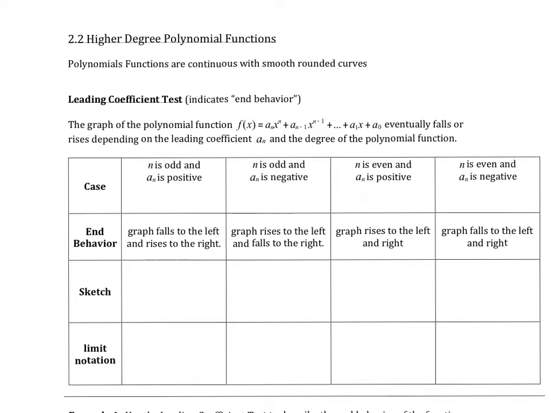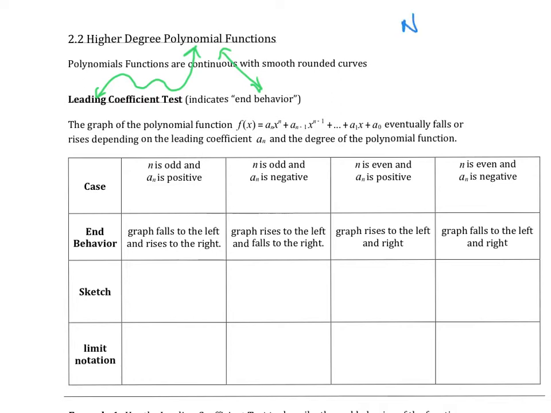Okay, so the first thing is polynomial functions are continuous, and if they change direction, they have smooth, rounded curves. So for example, maybe it would look like this. It's going to be smooth and curvy. I don't know what it's going to look like. In theory, though, you could also have a linear polynomial function. Then it would just be a line or a constant function.